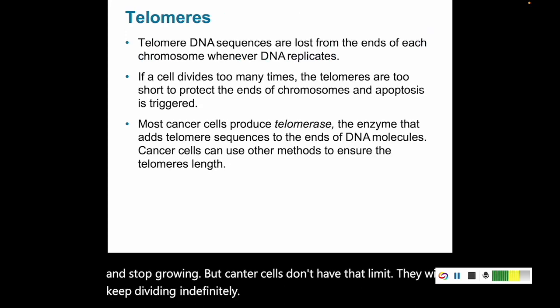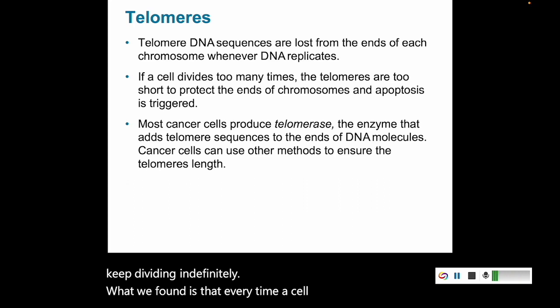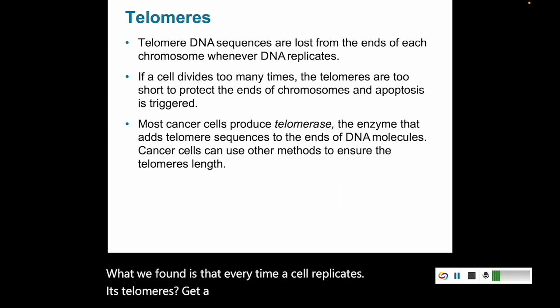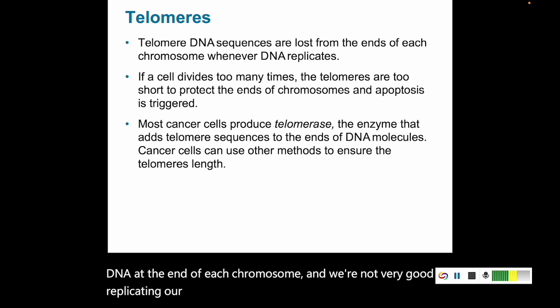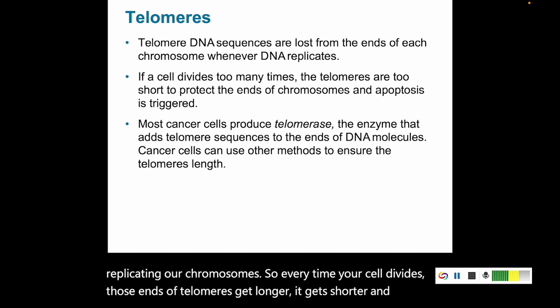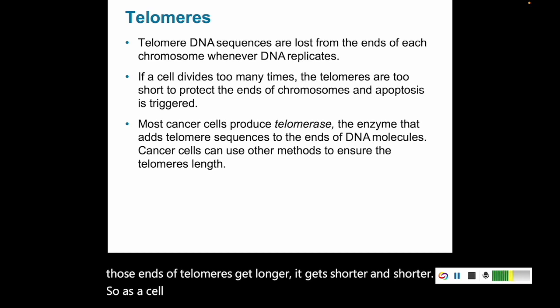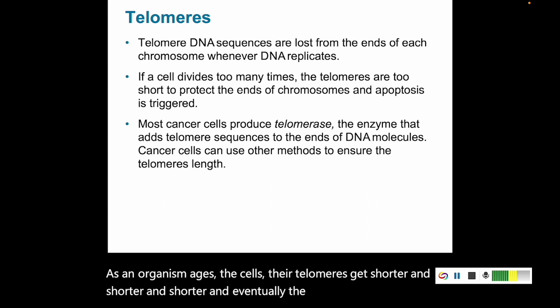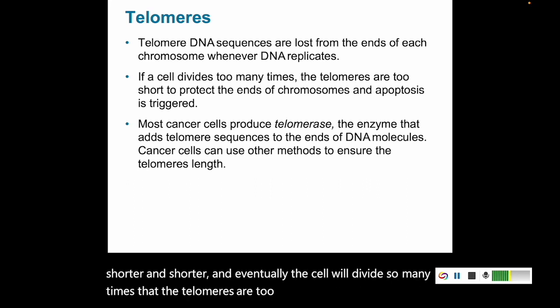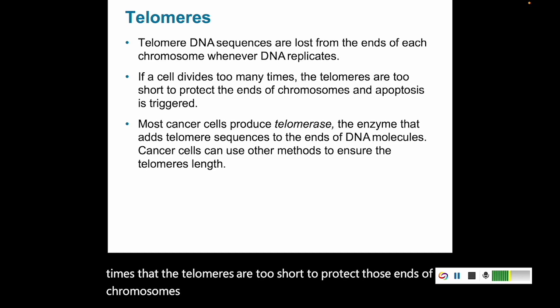What we found is that every time a cell replicates, its telomeres get a little bit shorter. Telomeres are sequences of DNA at the end of each chromosome, and we're not very good at replicating our chromosomes, so every time your cell divides, those ends get shorter and shorter. As a cell ages, as an organism ages, their telomeres get shorter and shorter. Eventually the cell will divide so many times that the telomeres are too short to protect the ends of the chromosomes. That triggers apoptosis, it triggers cell death. And that's it for that cell.